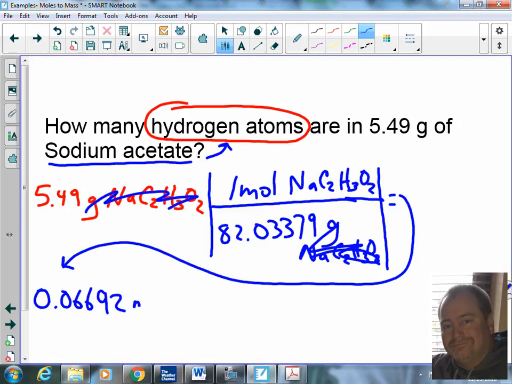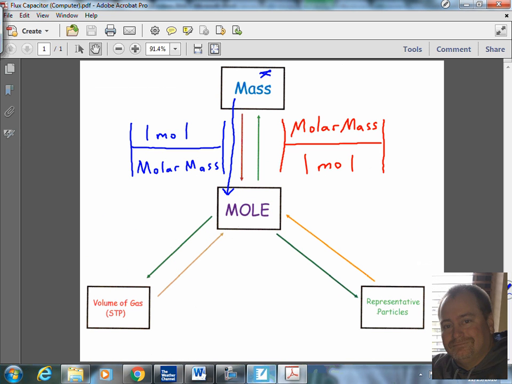And that is going to be moles of sodium acetate. So now I've converted that to moles, haven't I? Did I want moles? No. I've got another step to do.